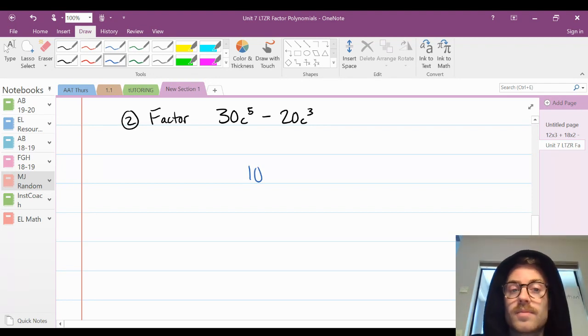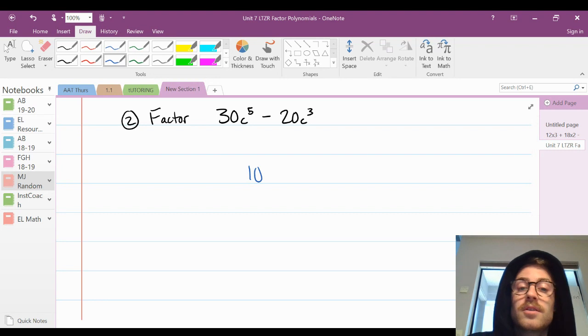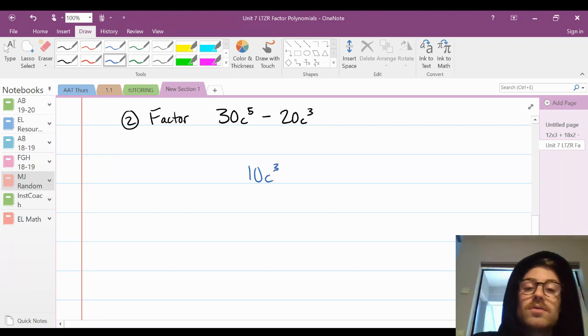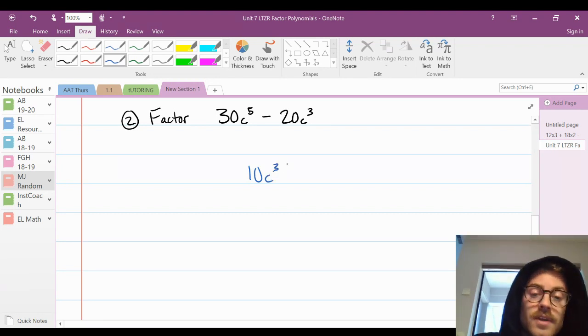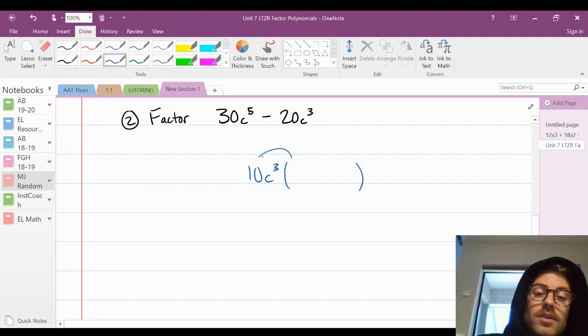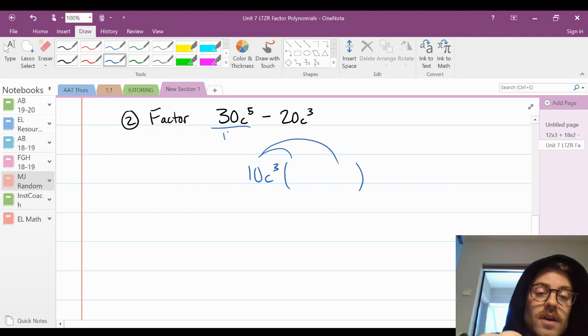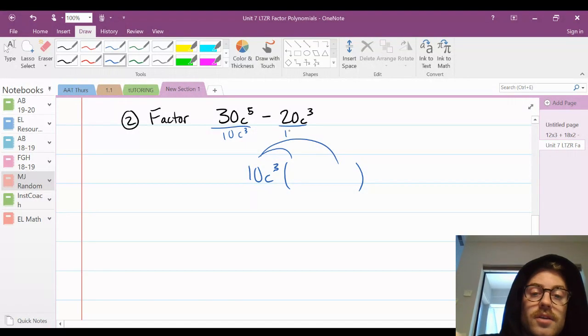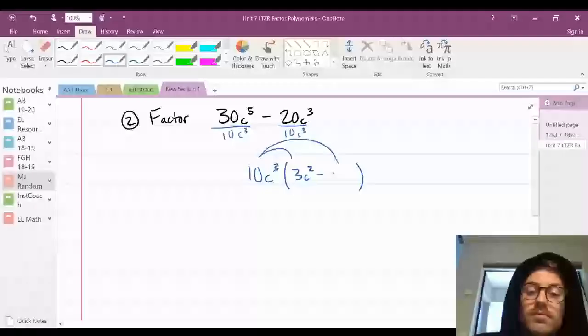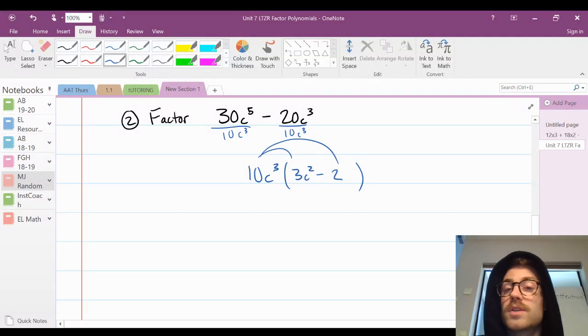Now we look at the variables, c to the 5th and c to the 3rd. The most c's I can take out is c to the 3rd. Now, 10c to the 3rd times what gets me back to my original expression? Well, I can divide each of these by 10c to the 3rd and see that 3c squared minus 2 is what's left inside the parentheses. Again, that's by dividing the greatest common factor from each term.